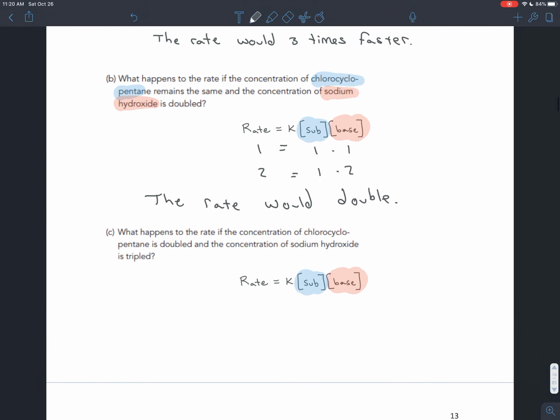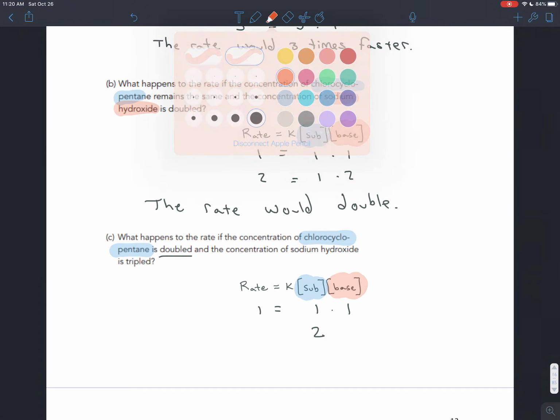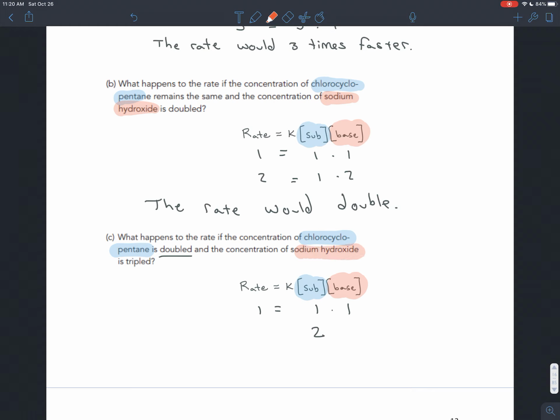And then for C, we're going to compare everything to 1. What happens to the rate if the concentration of chlorocyclopentane, that was our substrate, is doubled, and the concentration of sodium hydroxide is tripled? Now remember, you multiply these, that means the rate would go 6 times faster.